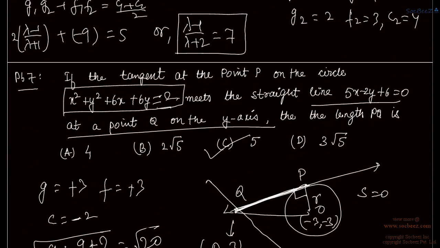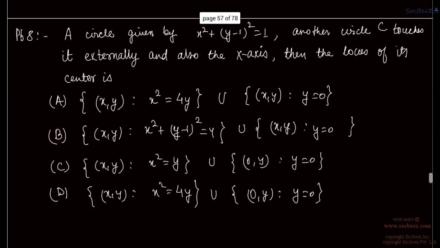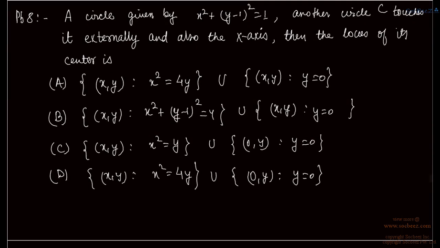Oh, see, the option is matching, so this 5, option C is correct. So the mistake we have made here is in calculating the radius. We had calculated the radius incorrectly. So root 20 is the radius, right? So from here we have got the length of PQ as 5 units. So option C is correct. Okay. So now moving to the next question.